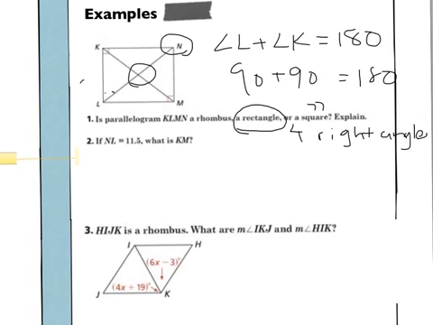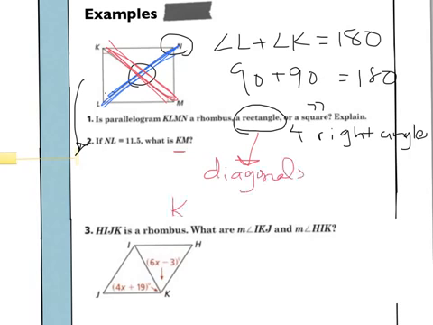All right, moving on to question number 2. If we know that NL is 11.5, okay, so NL, and that's our diagonal here, they want to know, well, how big is KM, which is the other diagonal? And if we have a rectangle, then we know rectangles, the diagonals are congruent. So that automatically means that KM is the same as NL. So that means KM is going to be 11.5.